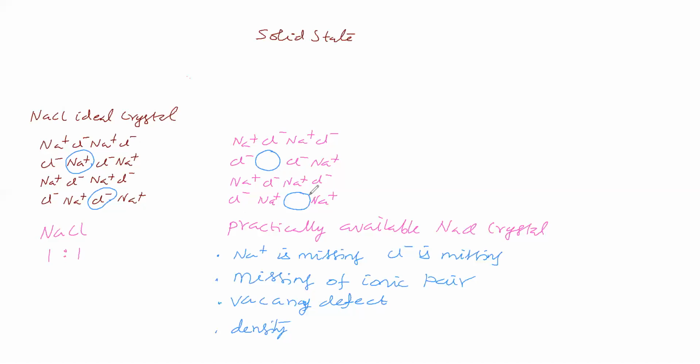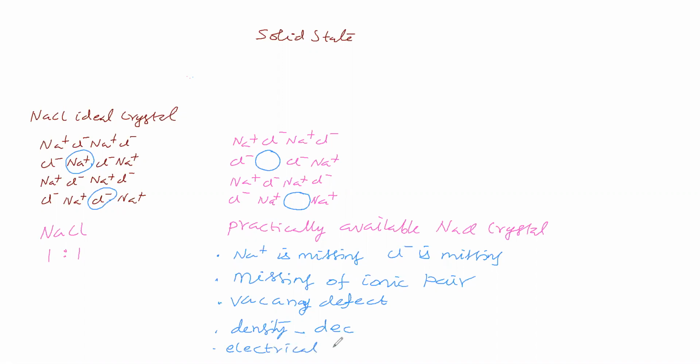Therefore, we can say this density is low when compared to this. So density decreases because of missing of ions. Because of missing of ions, mass becomes low. Therefore density becomes low. Then we will see electrical neutrality.